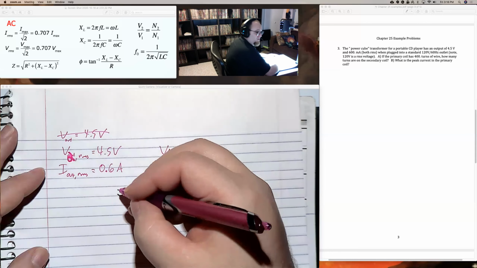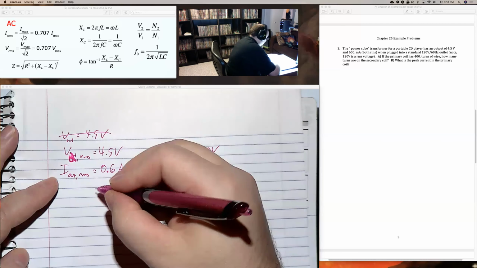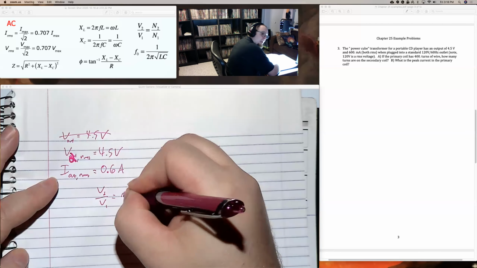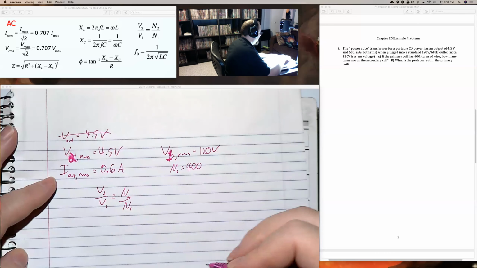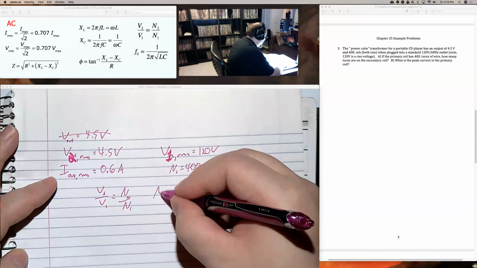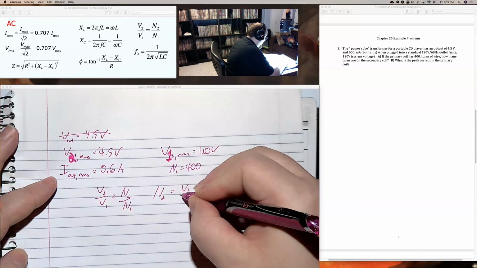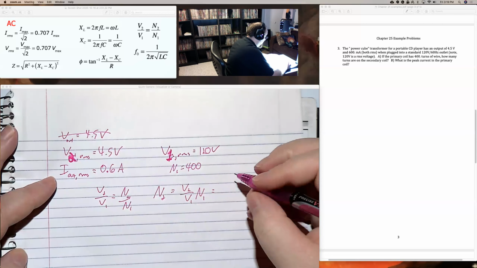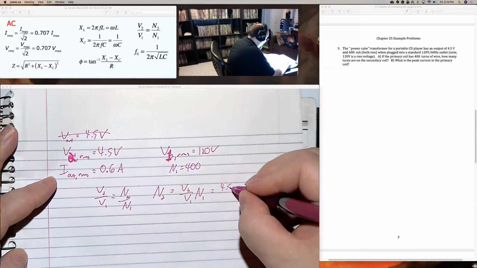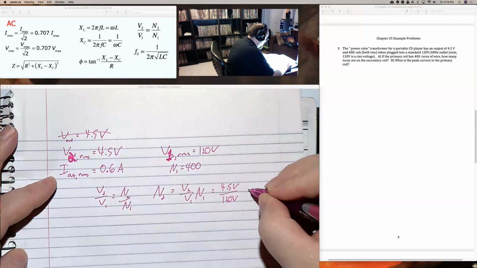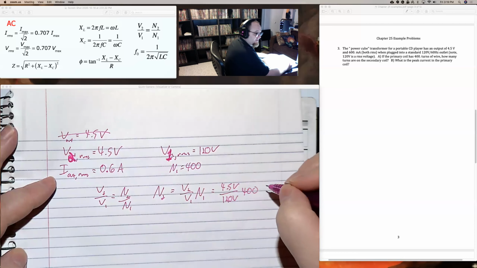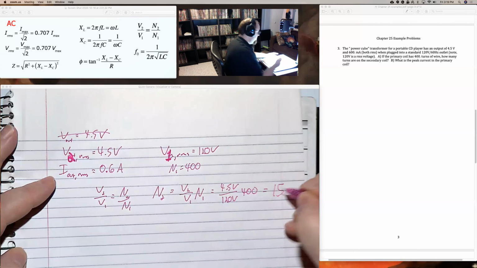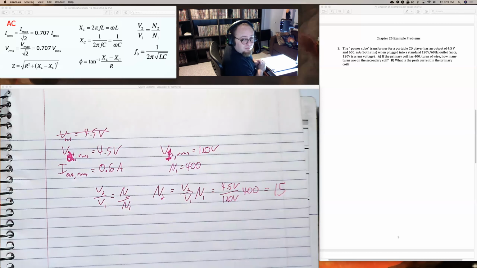Well, we know, and it's written up there in the corner, that V2 over V1 equals N2 over N1. If I multiply both sides by N1, I'll get the number of turns on the secondary is V2 over V1 times N1, or 4.5 volts over 120 volts times 400 turns. And the answer is only 15 turns. And this works. Anything that has a big power block, that's half the time what they're doing. They're transformers like that.